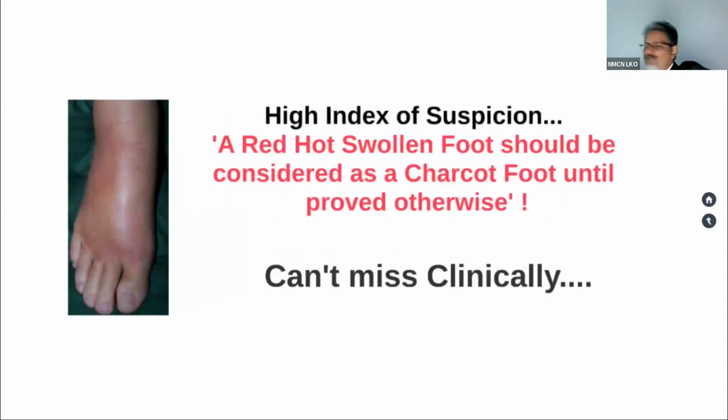A red, hot, swollen foot should be considered Charcot foot until proved otherwise. It could be unilateral, it could be bilateral. Now we are getting a lot of bilateral cases, but earlier a lot of presentations were unilateral, so all of us have to be very clear. You can't miss it clinically. If it is a red hot foot, then it is Charcot. Give rest, investigate it, and once you confirm with the investigations, then only plan the rest of the management.